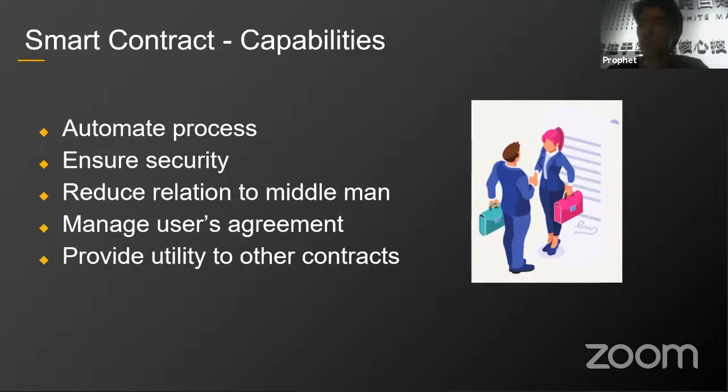The third thing is the smart contract can reduce reliance on middlemen. If something involves a middleman, it will cost more. It will take some fees, right? And the next thing is a smart contract can manage users' agreements. This part I told you in the earlier slide, so I won't repeat it here. And last, the smart contract provides utility to other contracts. If one smart contract provides visibility, like public, and it provides a function that can be used by another contract, then the other contract can just use the function that is coded in some other contract that they want to use. So they can just use each other's functions.